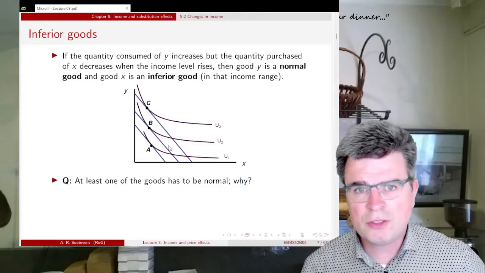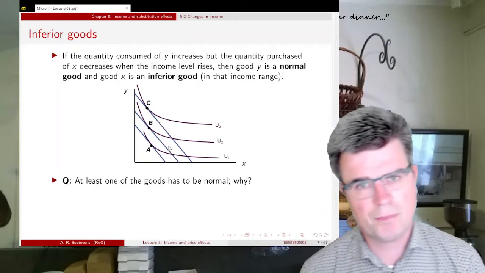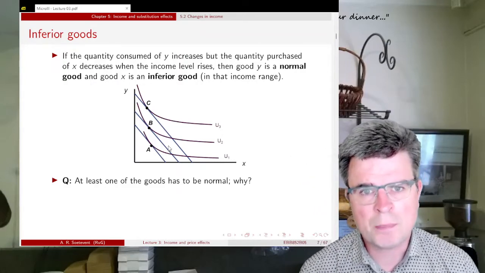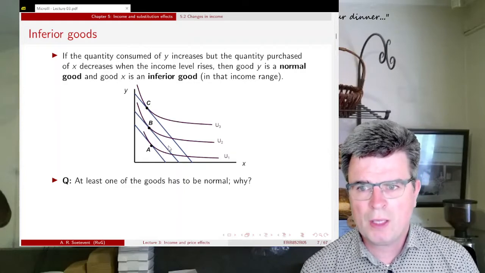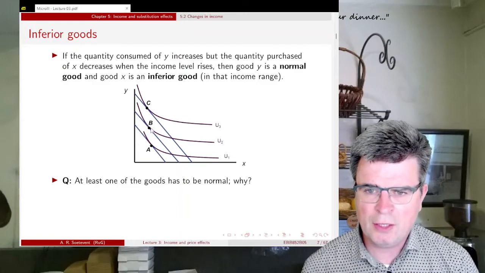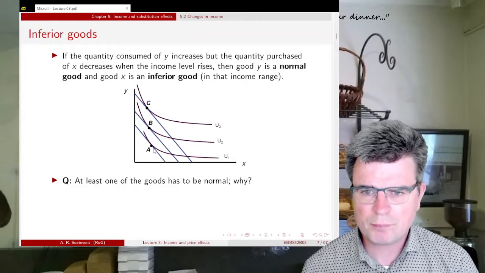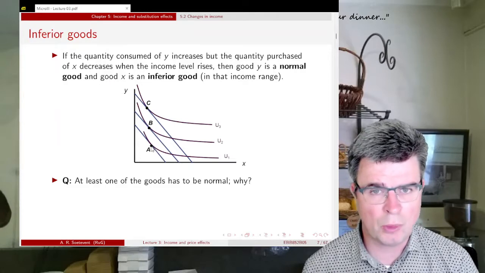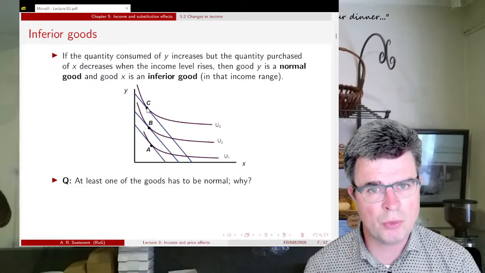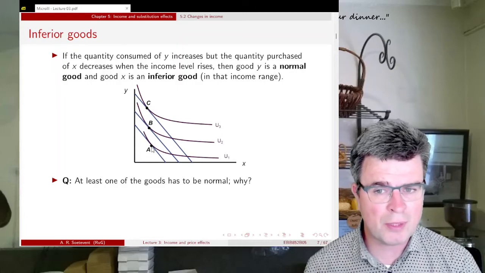The situation is different if one of the goods is a so-called inferior good. That's a good of which the consumption decreases as income increases. In this picture, what we observe is again increases in income, so we have parallel shifts in the budget line. Good Y is a normal good because if income increases, the consumption of good Y increases, but good X starts out as a normal good.